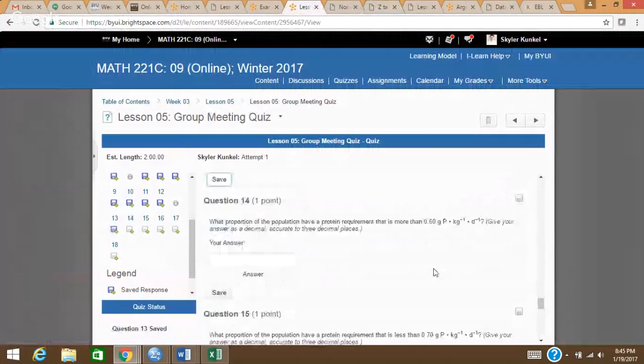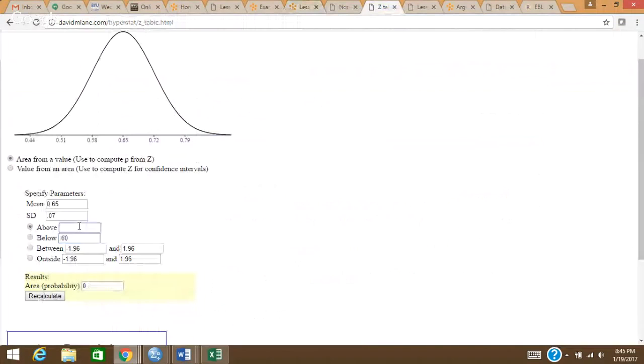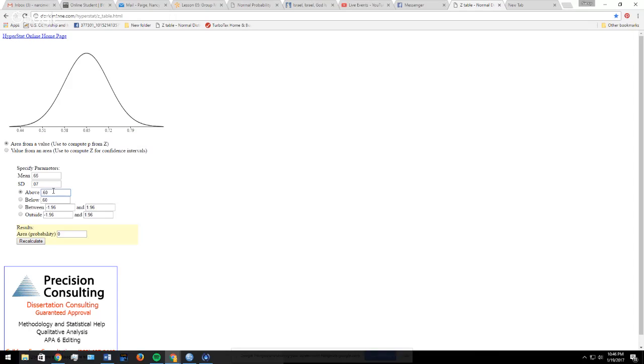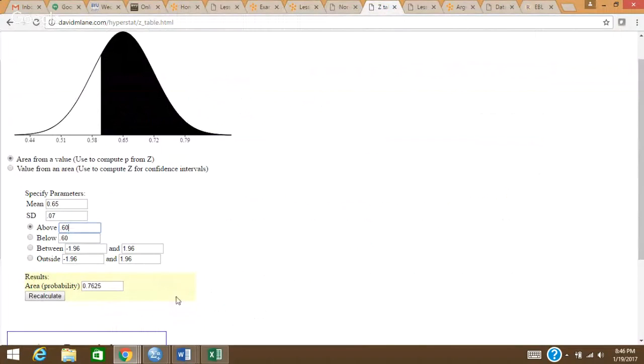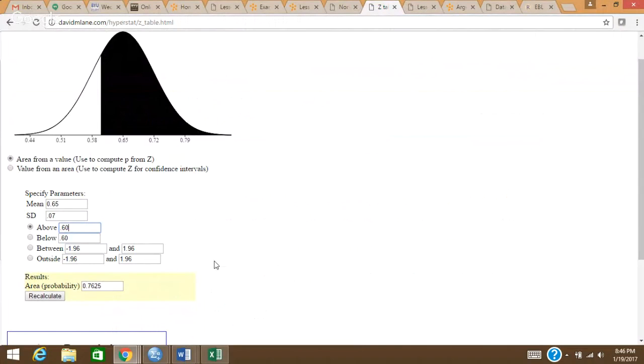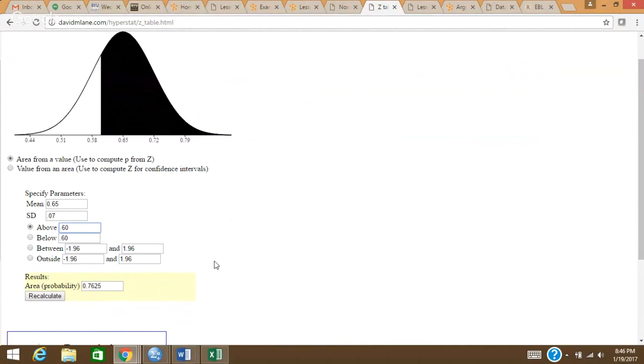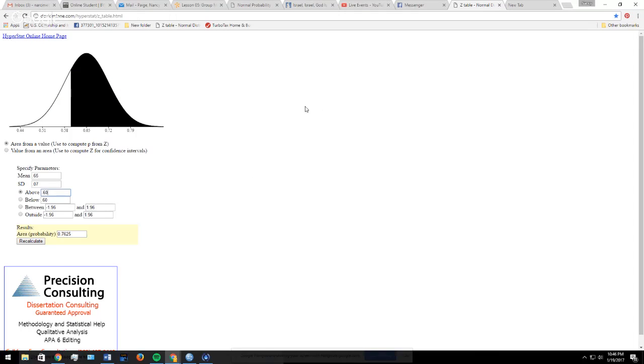Okay, what proportion of the population have a protein requirement that is more than 0.60? So we're gonna put that 0.60 above. Oh, wow. So it's isn't that 0.7. Now, do you know how to do it in like, I mean, you have to know how to do it by hand eventually. This will help you, but I saw how they did it on Excel. I just don't remember.